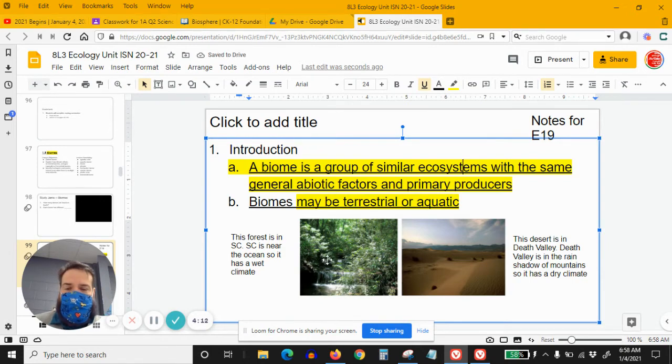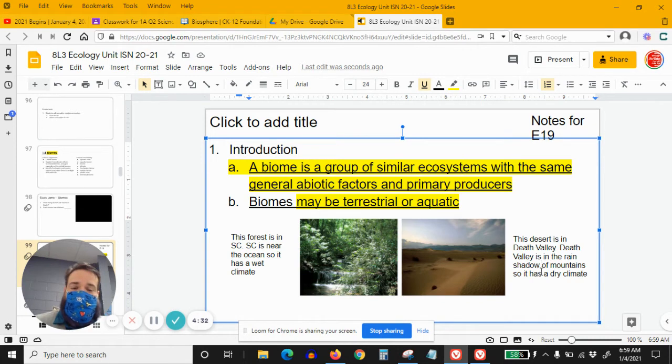This one picture is a forest in South Carolina near the ocean. So it has a wet climate because it's near the ocean. So there's a lot of humidity that comes from the ocean, and then that humidity becomes rain, and so it's a wet climate. This other picture on the right is a desert in Death Valley.